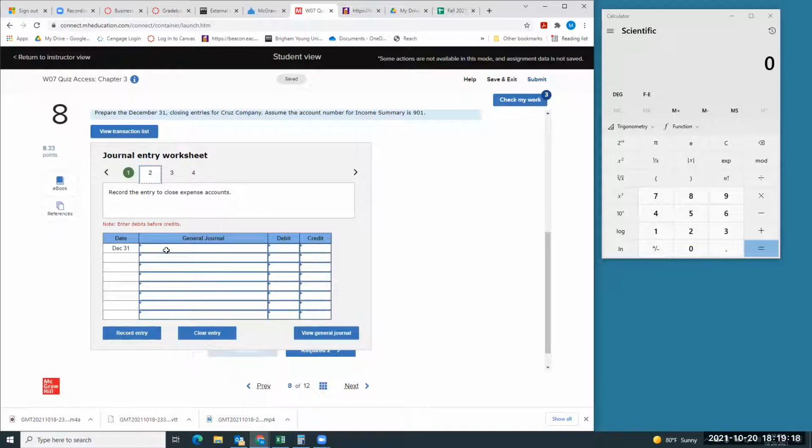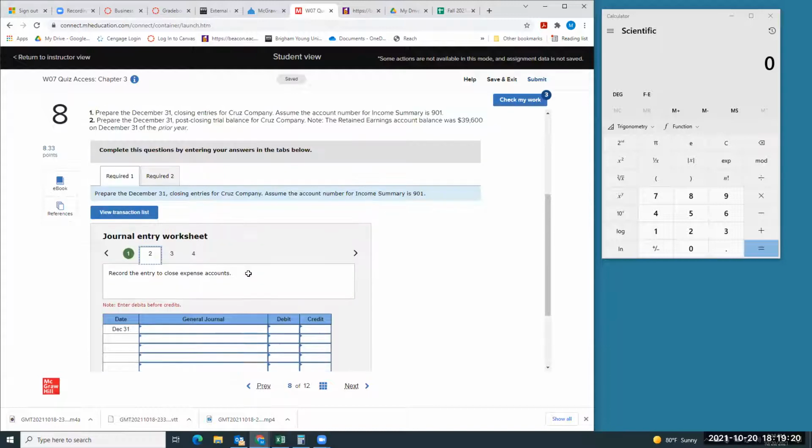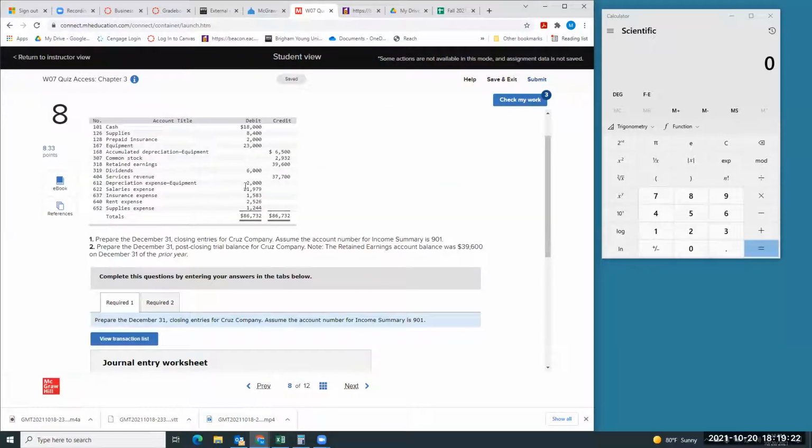Record that entry. Now we'll close our expense accounts. Our expense accounts will all have debit balances. So we're just going to credit those accounts by their balance, each one of these, to bring the balance to 0. So depreciation expense, $612.